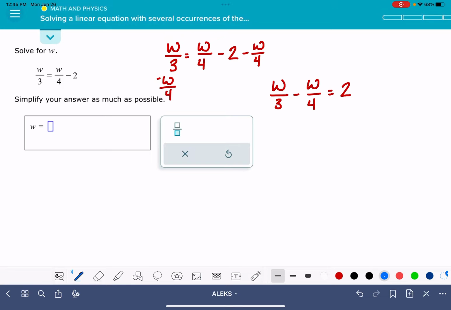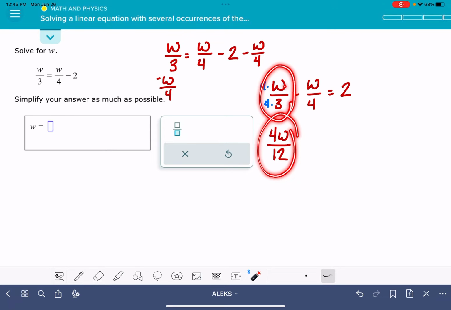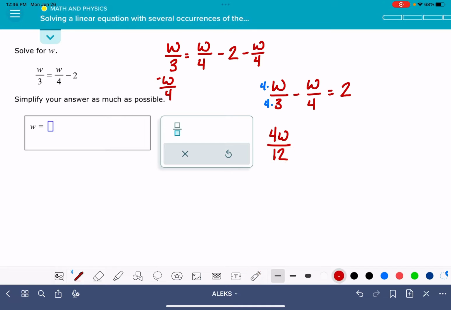So that means that what I need to do is rewrite both of these fractions with a denominator of 12. For the first fraction, I'm going to multiply both the top and the bottom of the fraction by 4. That's going to give me 4w over 12. And so it hasn't changed the value. It's still w over 3 if we simplified it down, but now I have that 12 as my denominator.